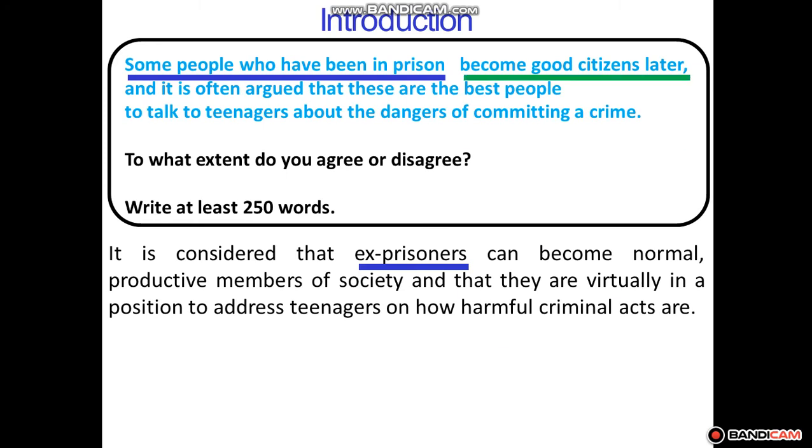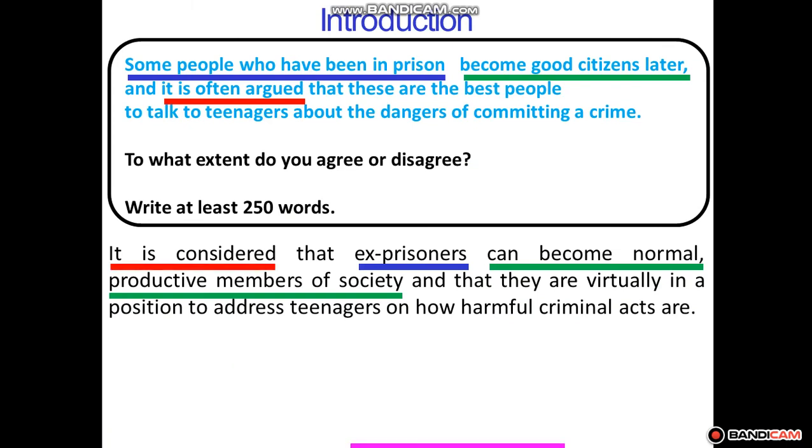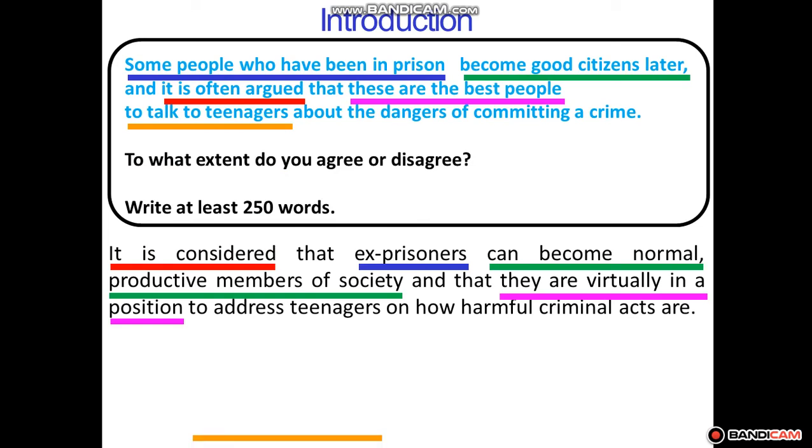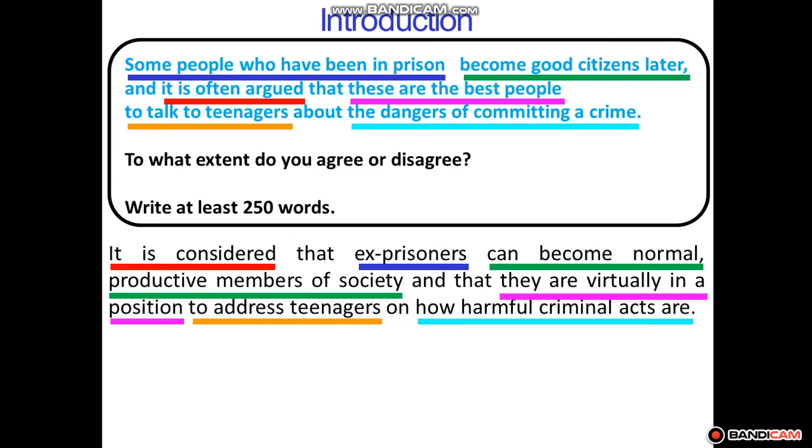In the question card, "become good citizens later"; in our paraphrase, "can become normal, productive members of society." In the question card, "it is often or good"; in the paraphrase, "it is considered." In the question card, "these are the best people"; in our paraphrase, "they are virtually in a position." In the question card, "to talk to teenagers"; in our paraphrase, "to address teenagers." Question card, "the dangers of committing a crime," and in our paraphrase, "how harmful criminal acts are."